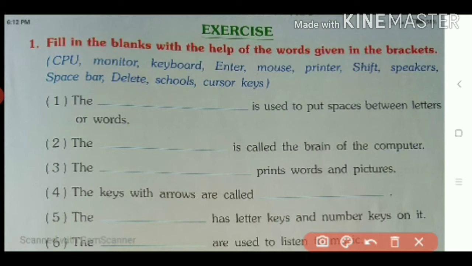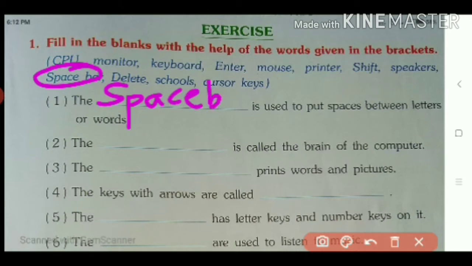First one is the dash is used to put space between letters or words. What do we use to give space between letters and words? So see in the options, it is given space bar. So the answer will be the space bar key is used to give the space between the letters or words. Now, second question, see, the dash is called the brain of the computer. CPU. So the answer will be the CPU is called as the brain of the computer.